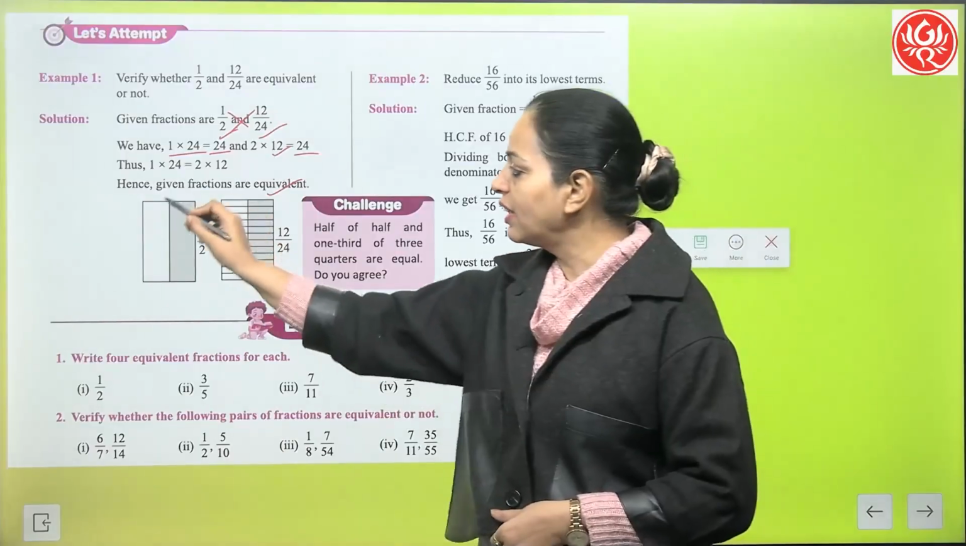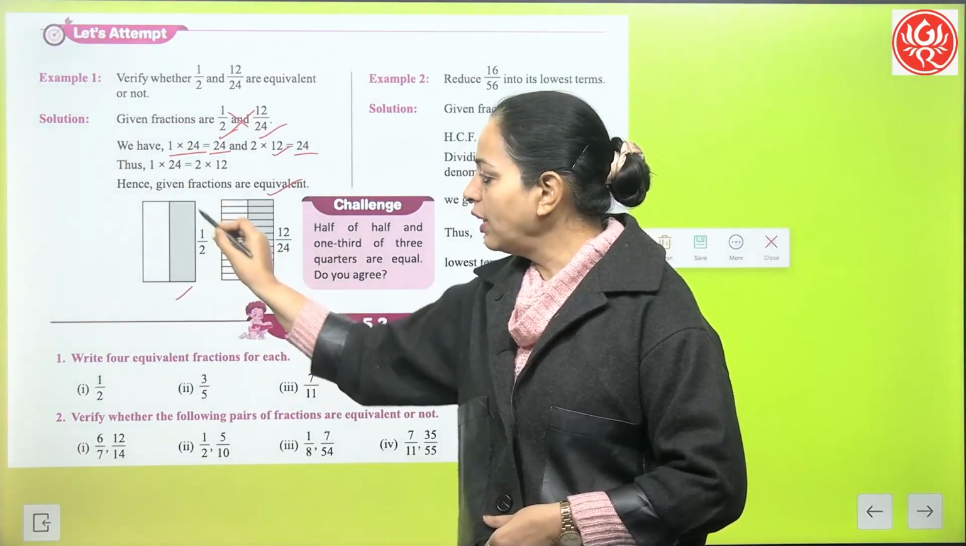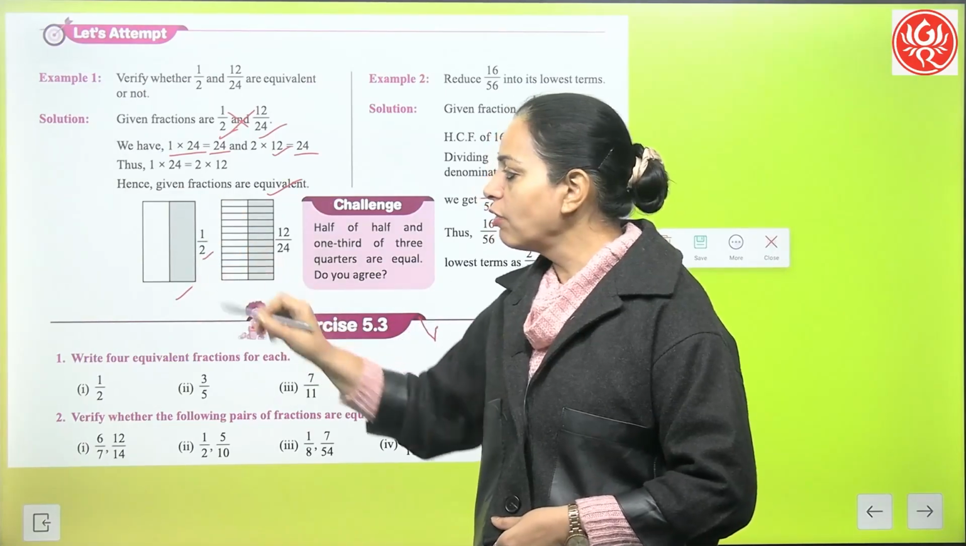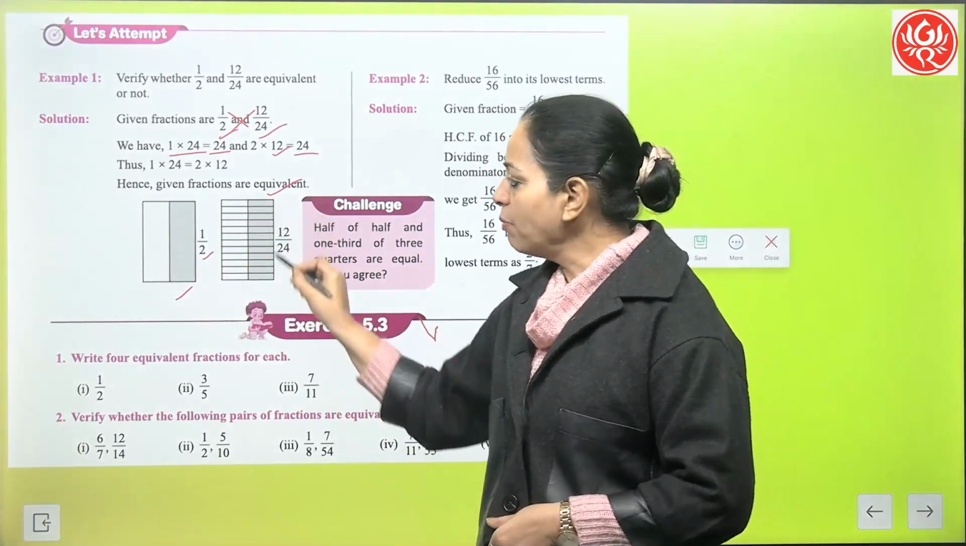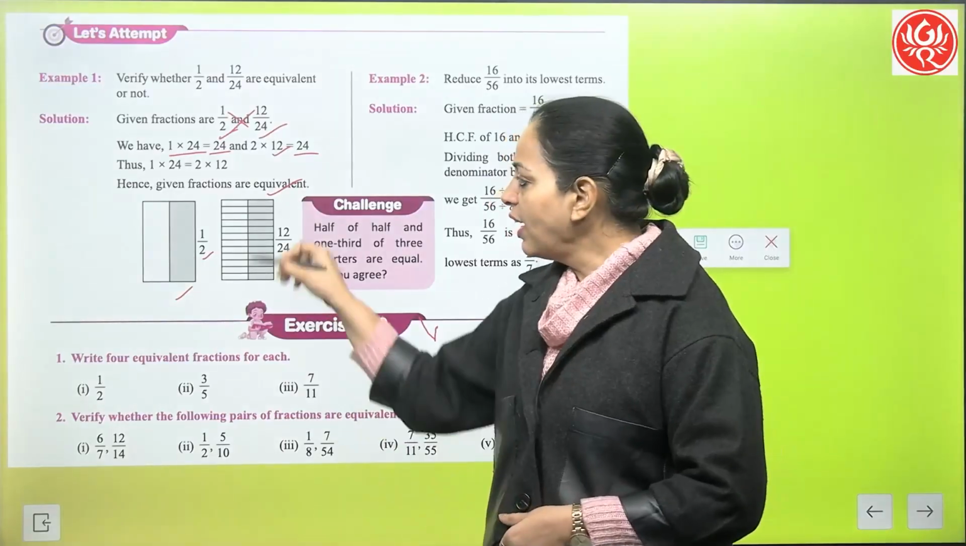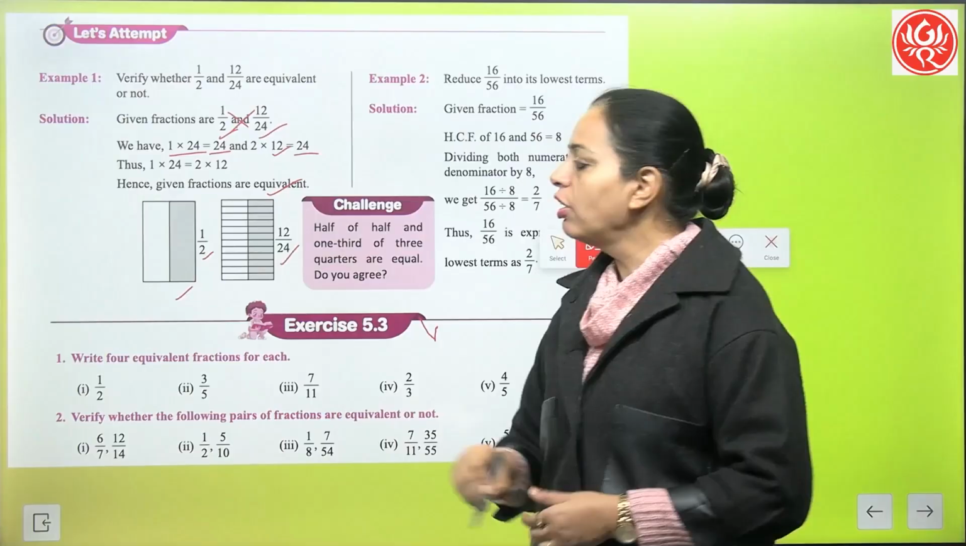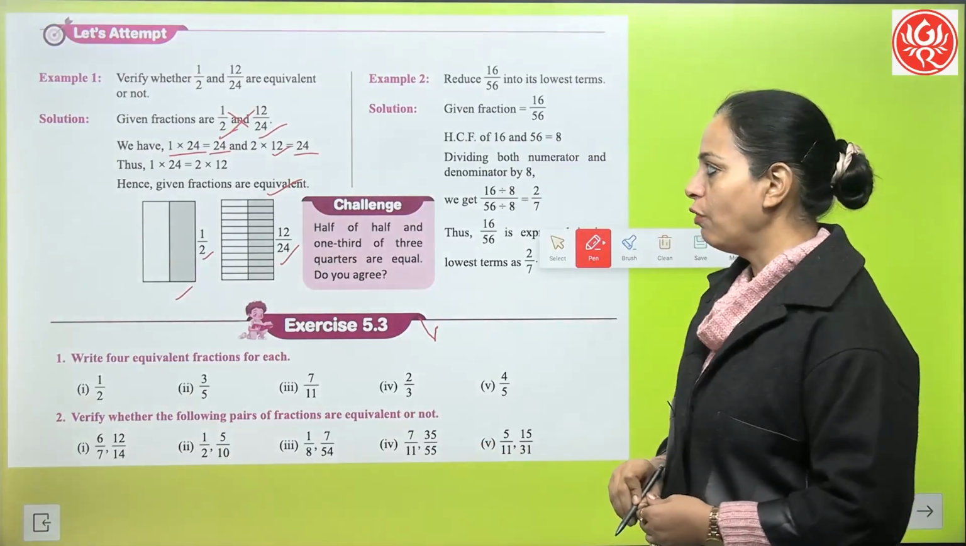They are showing us like this. They have taken the same area, like one rectangle with two equal parts, 1 upon 2, and the same dimensions of rectangle with a total of 24 parts and 12 shaded, 12 upon 24.